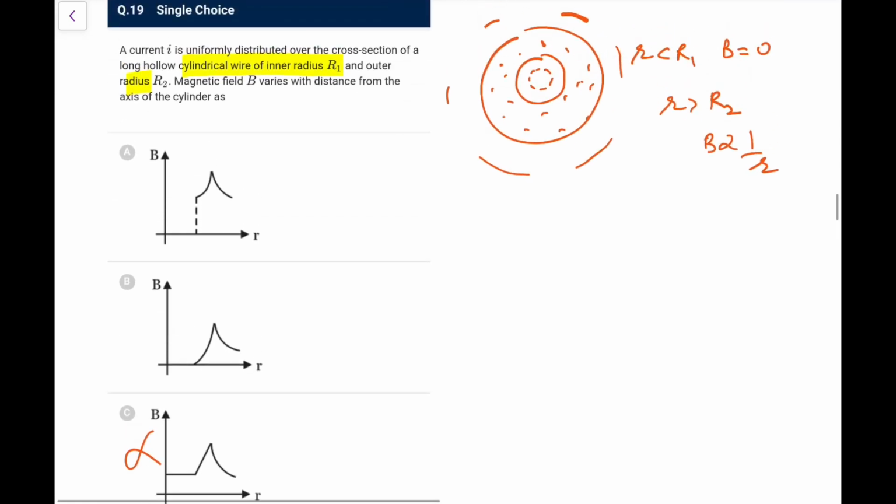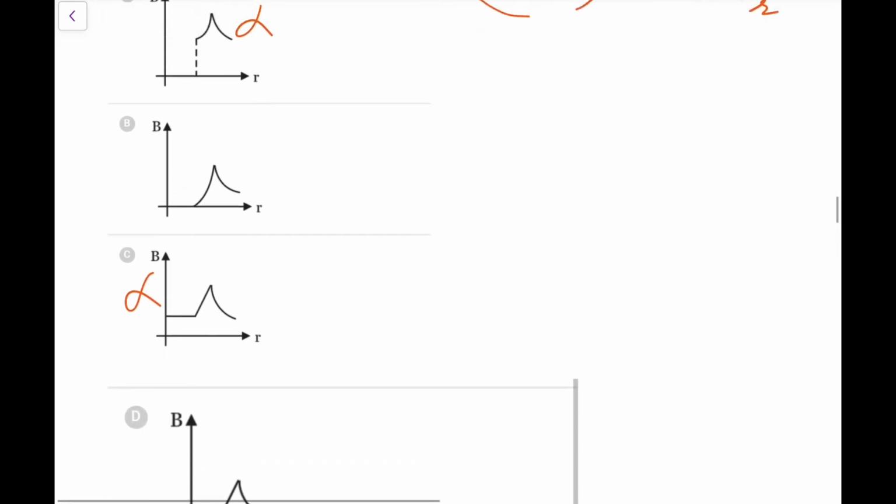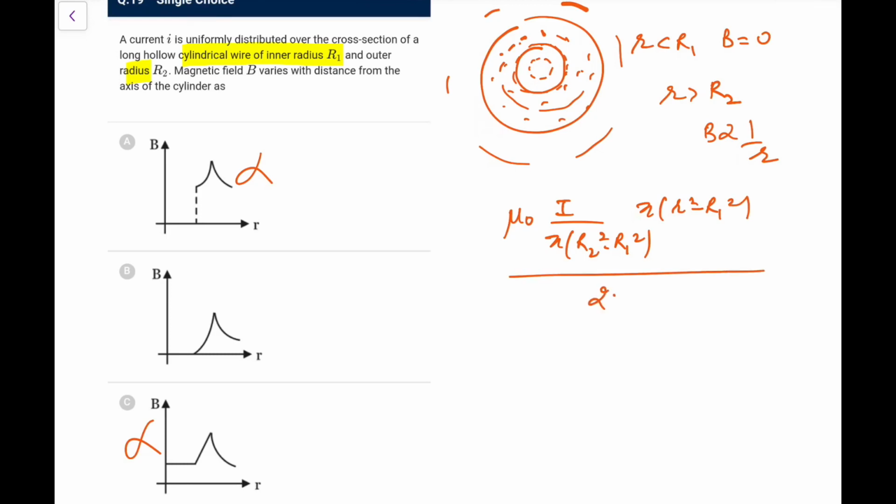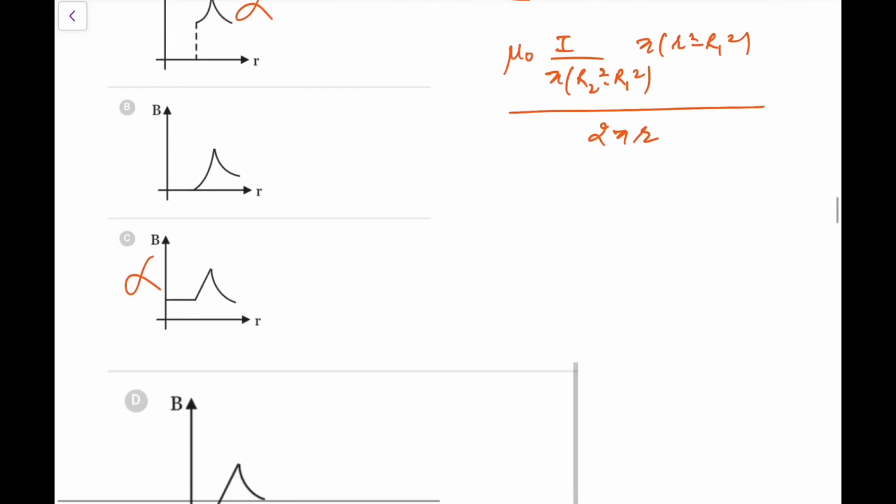And I know when I come to here, the enclosed I would be very, very small, so it will be starting from 0, it won't jump. So A also goes. Now the options are B and D. So I can clearly say this is not going to be linear, because what I will write, I enclosed would be total I upon π(R2 squared minus R1 squared) times π(r squared minus R1 squared), divided by the 2πr term. So it won't be proportional to r for sure. So this D is also rejected. So I'll go for option B. That is the only appropriate one that is possible.